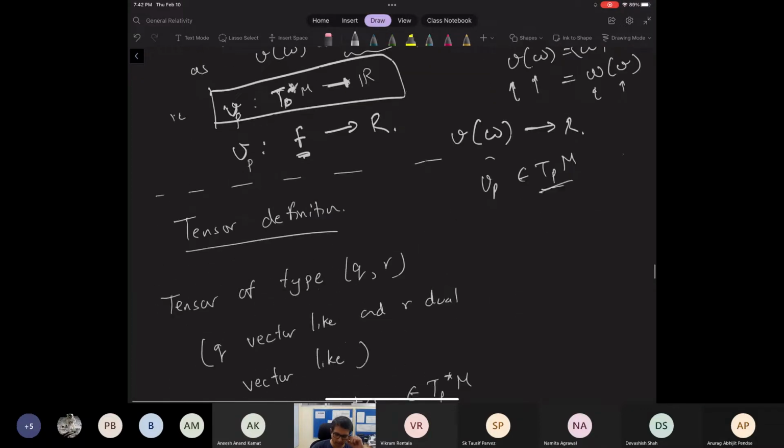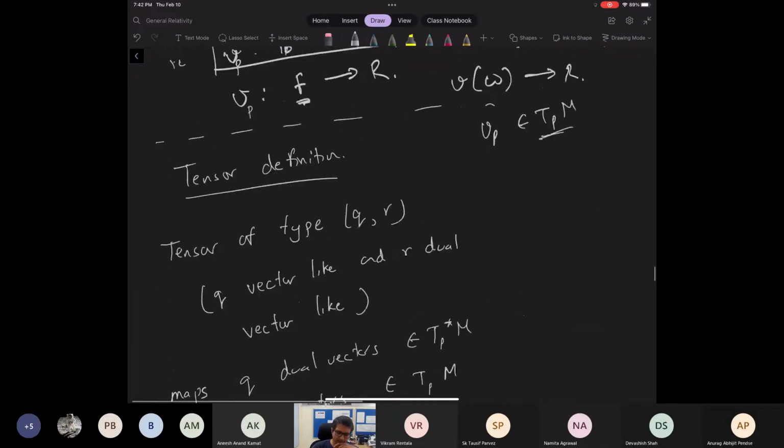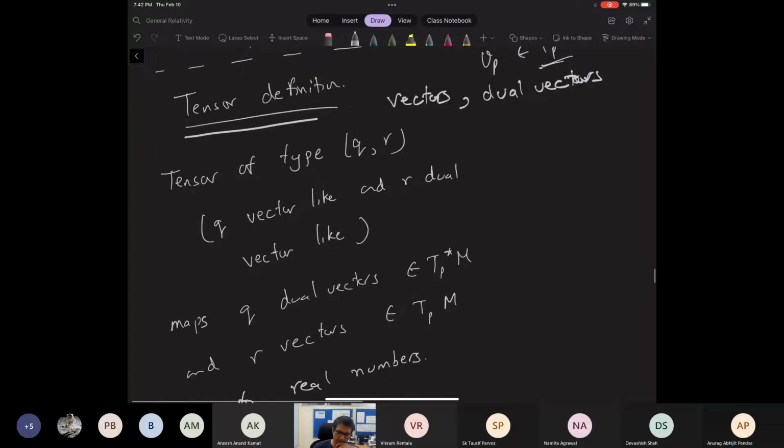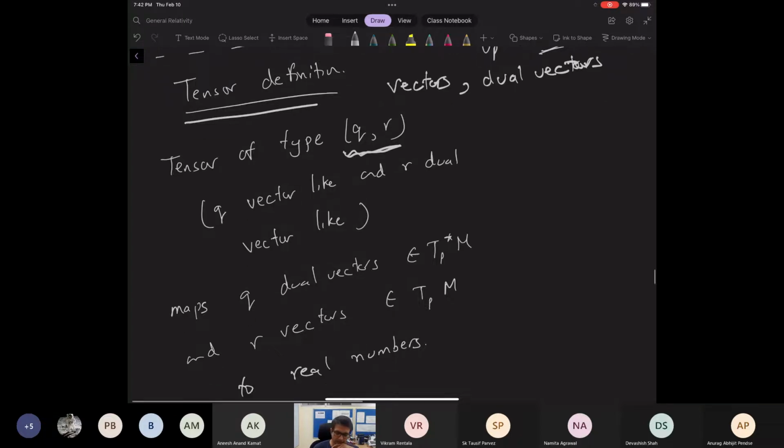Okay, so now what we'll do is we'll define tensors. We'll take our vectors and dual vectors and use them to build up newer objects called tensors. Roughly speaking, first let's define a tensor, and we'll define a notion of a tensor of type (Q, R). Let's define what we mean by a tensor of type (Q, R).